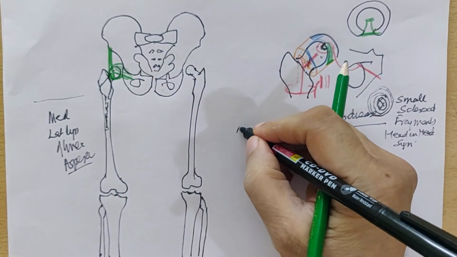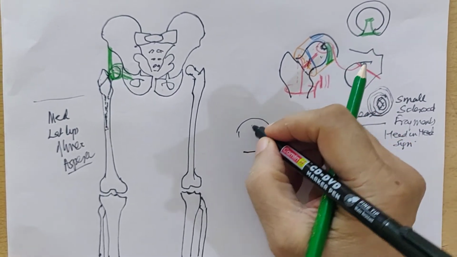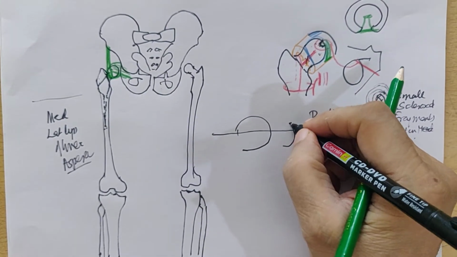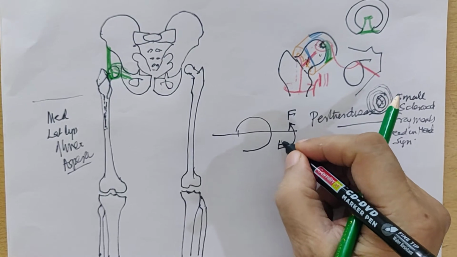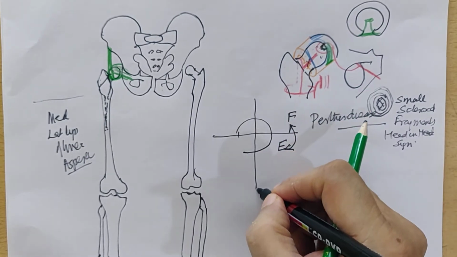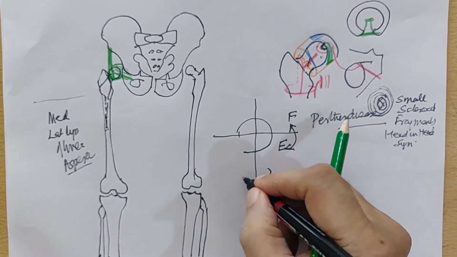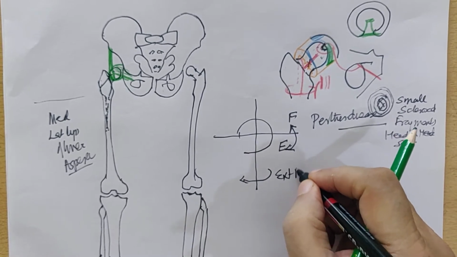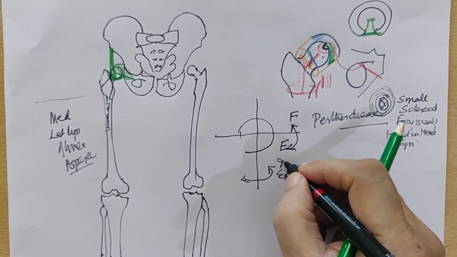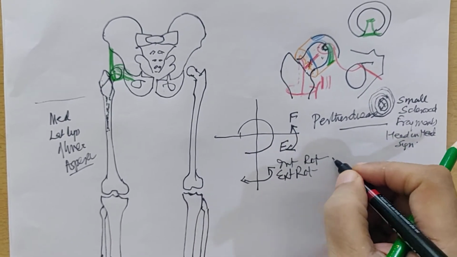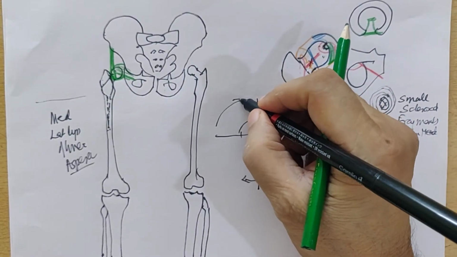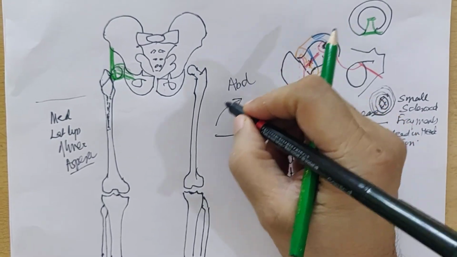As soon as you understood this basic structure, it becomes easy for you to say that the hip is a triaxial joint. So there is a side to side axis on which there will be flexion and extension. Then there will be a supero-inferior axis on which there will be external rotation and internal rotation. And then there will be an antero-posterior axis on which there will be abduction and adduction.